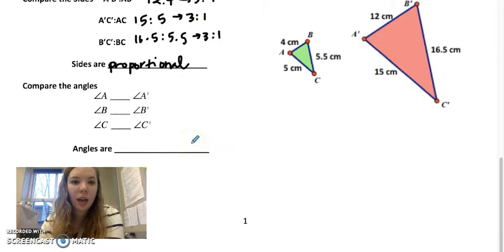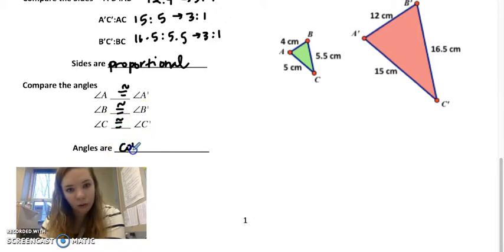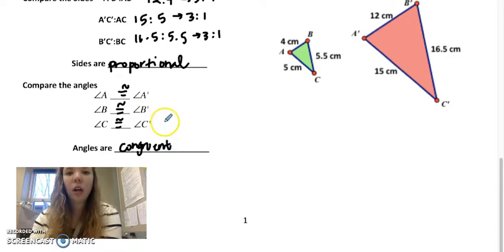Okay, the angles. A is congruent to A prime. They're the same size. B and B prime are congruent, and C and C prime are congruent. So they are all congruent. Okay, your angle measures are not going to change, and your sides are going to be proportional.